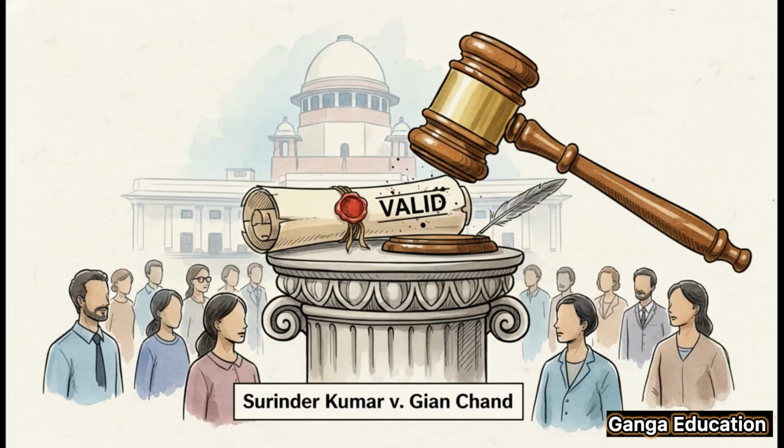Okay, time for a landmark case that you absolutely have to know. It's Surinder Kumar versus Gyan Chand. In this very important case, the Supreme Court made it crystal clear. They held that a judgment given by a probate court, the court that decides if a will is valid, is a perfect example of a judgment in rem. This means once that court says a will is valid, that decision is final and binding on every single person, whether they were part of the case or not. It's a fantastic case to cite in your answers.